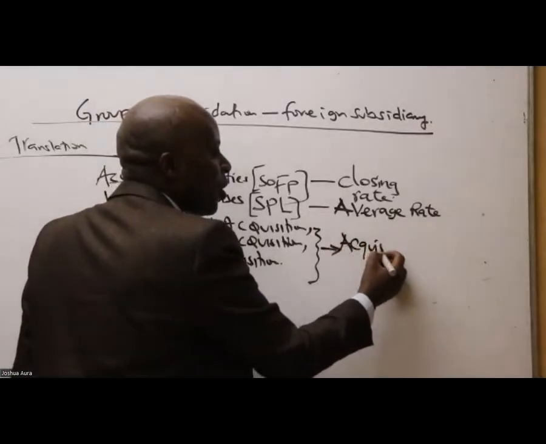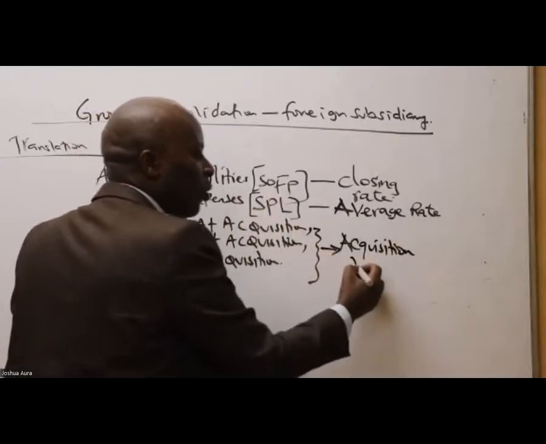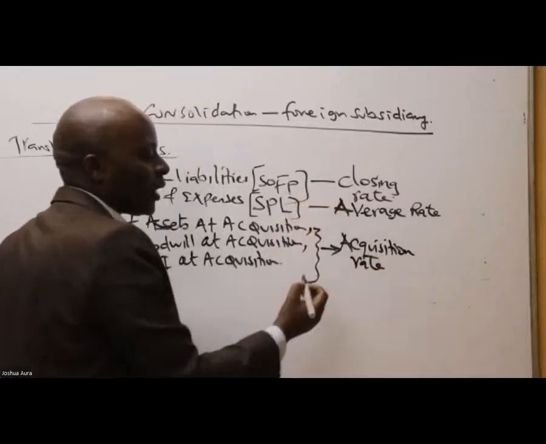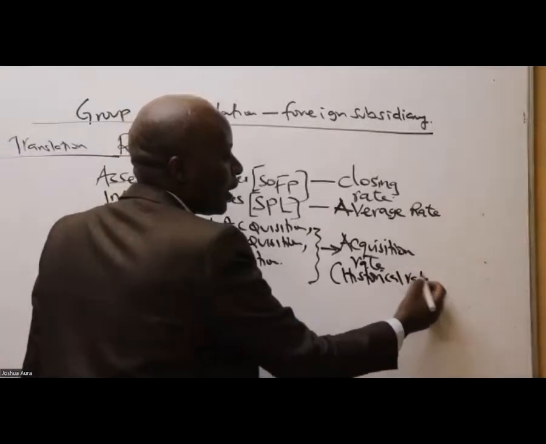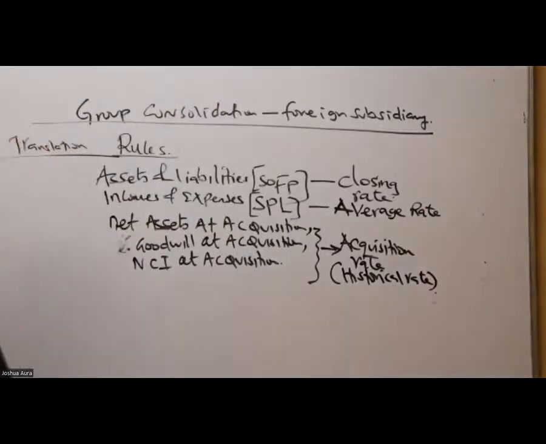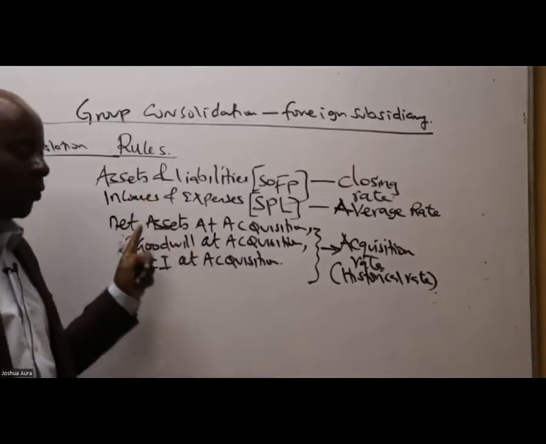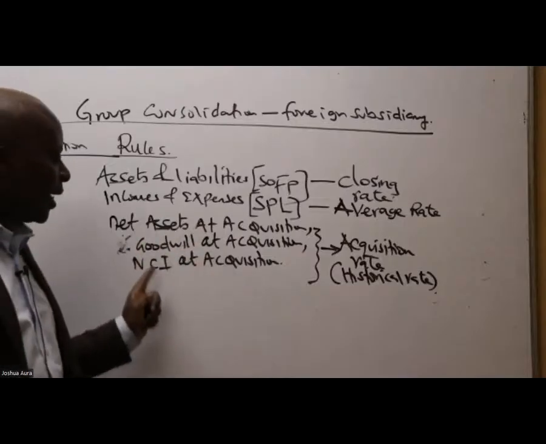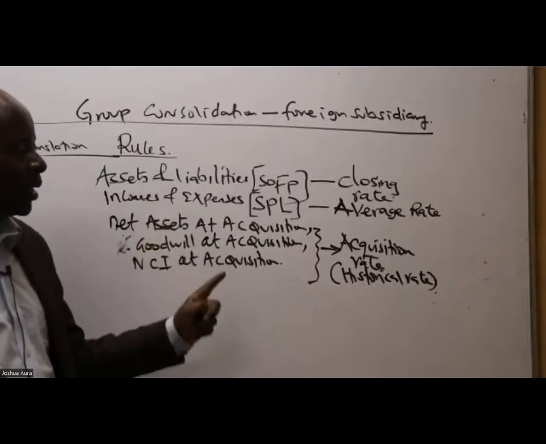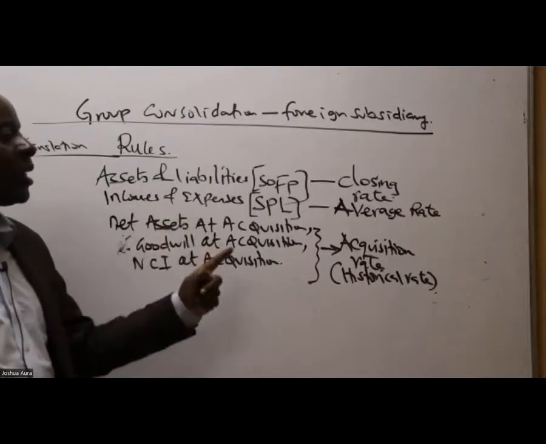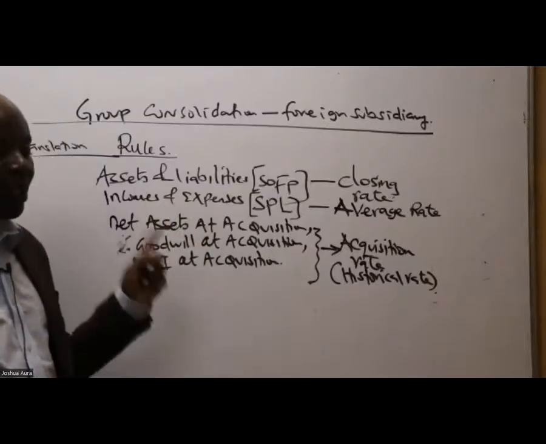The rate which existed on the date of the acquisition. So the acquisition rate, some books call this the historical rate. So anything you hear like net assets at acquisition, goodwill at acquisition, NCI at acquisition, these ones, we shall always be translating them using the rate that existed during the acquisition time, which is also known as the historical rate.